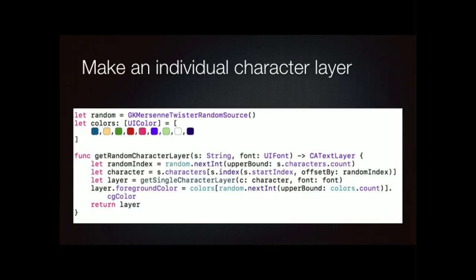Now we're doing this by setting up a random number generator and an array of colors, and those are all just color literals for UI colors, using just by typing the words color literal, and then you get 9 values or so. And then random character layer, where I just take in a string and return a font, and I only look at the first character in that string, and create a single character layer from it. And then I give that layer a foreground color based on the array and a random value from that array.